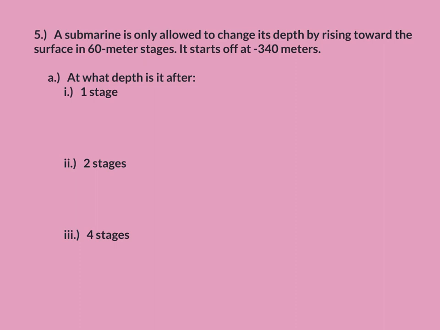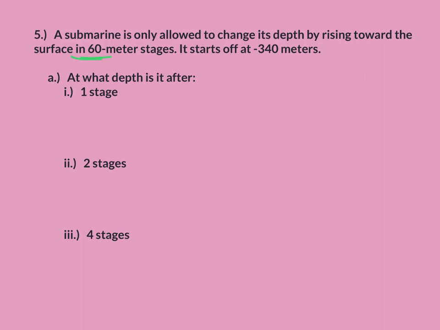Next, a submarine is only allowed to change its depth by rising toward the surface in 60-meter stages. It starts off at negative 340 meters. Okay, that's a safety thing. I don't know if you knew that. That's a science thing. If you come up too fast, it's very dangerous. Negative 340 is where it starts, and it's going to go up towards the surface 60 meters at a time.